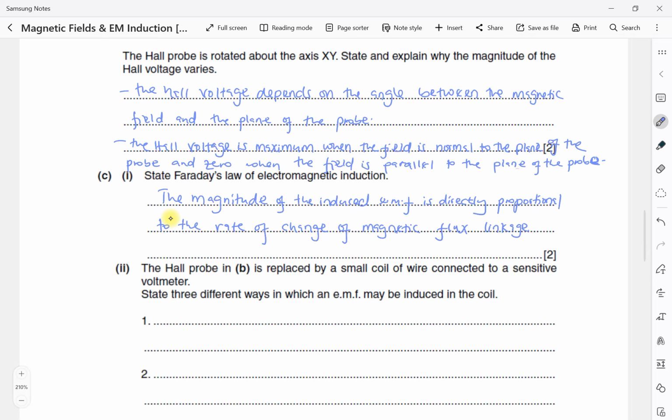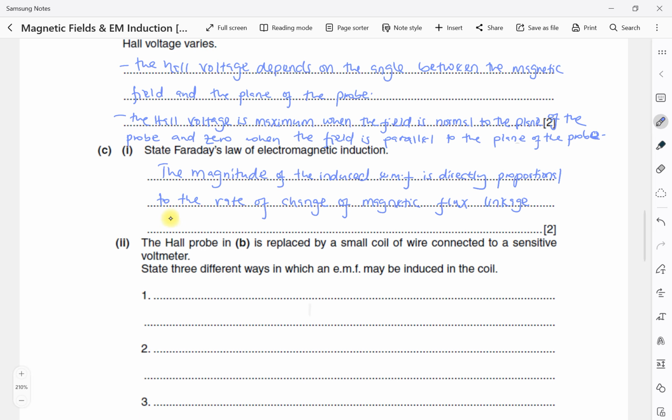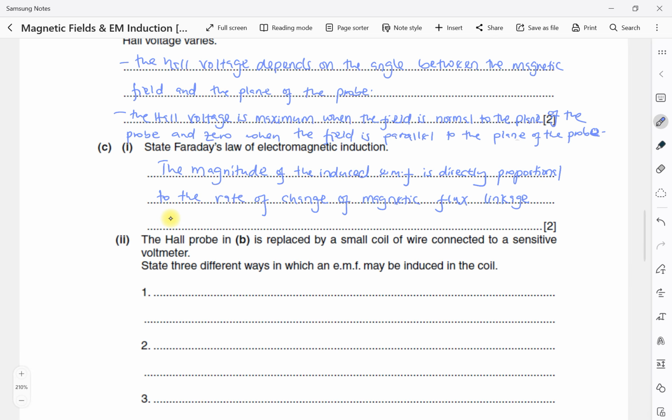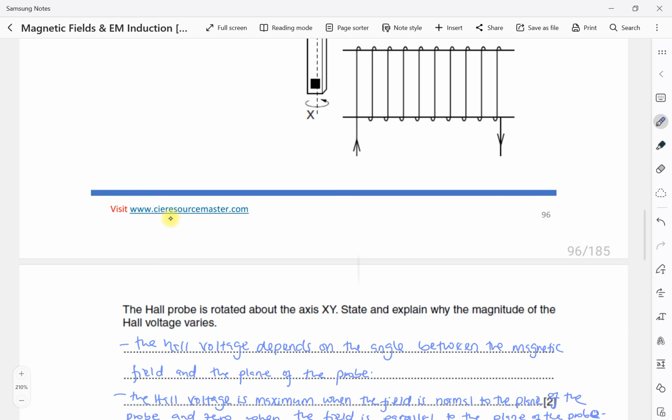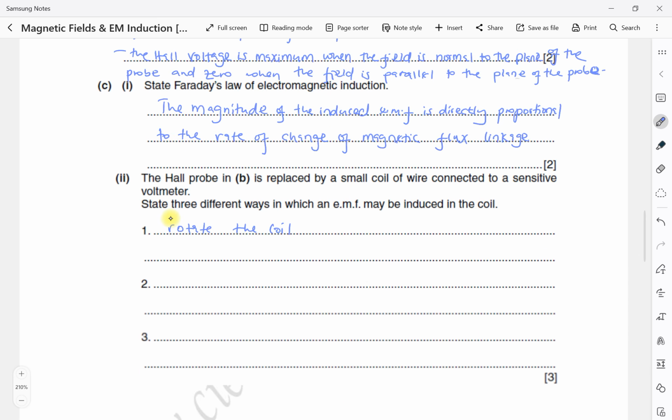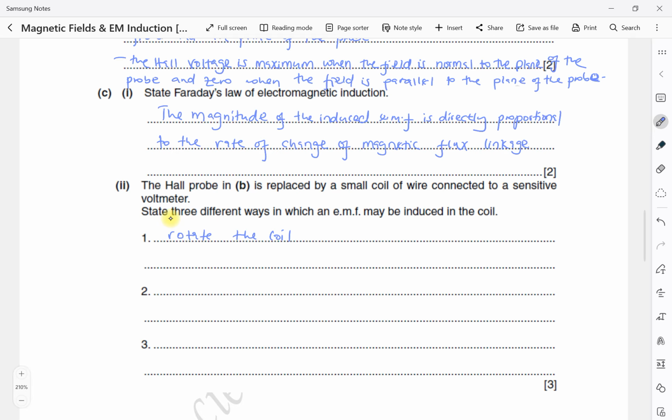So to induce an e.m.f., we need to cause a change in magnetic flux linkage. The first thing we could do is maybe rotate the coil. Because we have a DC, a direct current in the solenoid, rotating the coil will cause a change in magnetic flux linkage, thereby inducing an e.m.f. Number 2, we can vary the current in the solenoid by increasing its value or decreasing the value.